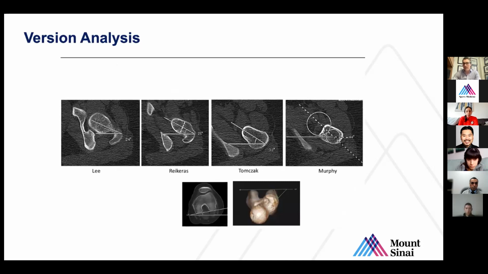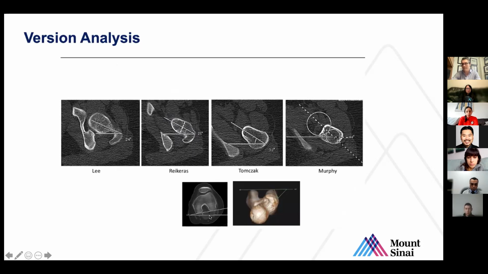And this is how we evaluate it. There's different ways of doing it, all these different methods. We're not going to go down the paths of what these methods are. I use the Reikeras method, but basically I'm drawing an angle right through the center of the femoral neck, and then I'm measuring that, and then you measure off of your posterior condyles.